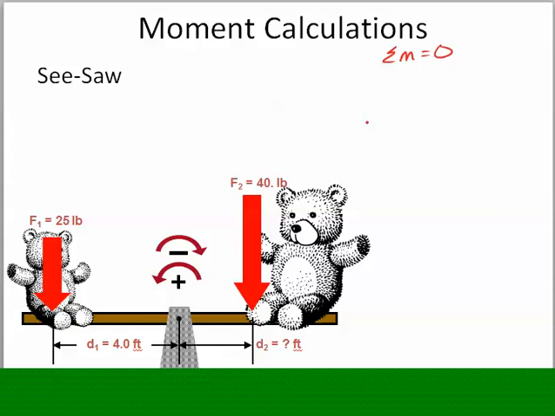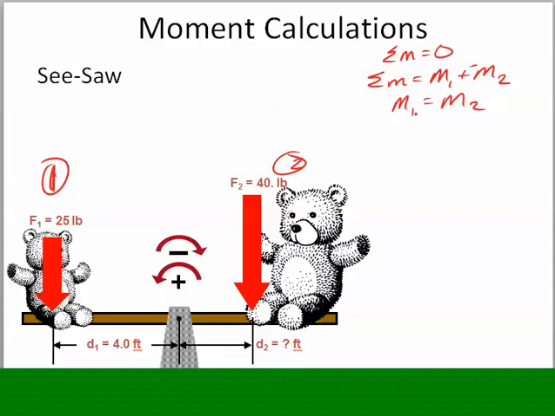We have our sum sign, which means the sum of the moments is equal to the moment of the little bear, which I'm going to call 1, plus the moment of the big bear, which I'll call 2, equal to 0. Remember, using the right-hand rule, turning clockwise is negative. So moment 2, the moment the big bear is doing, is negative. That allows me to take it to the other side and say moment 1 is equal to the moment of the second.